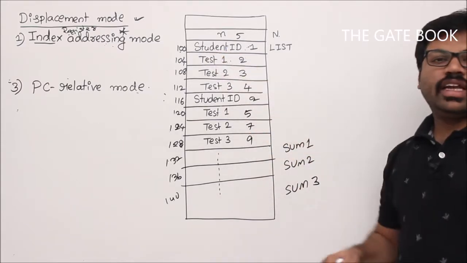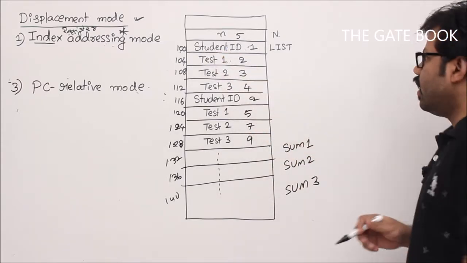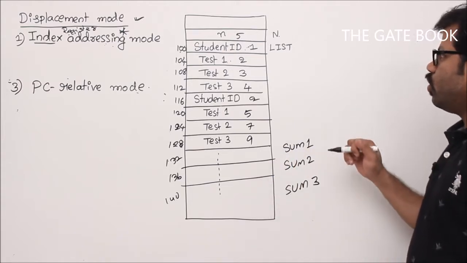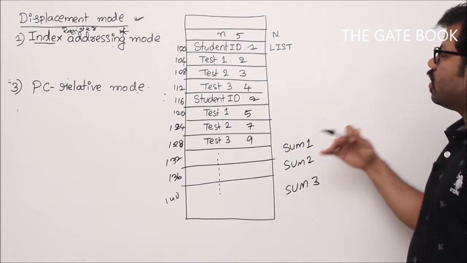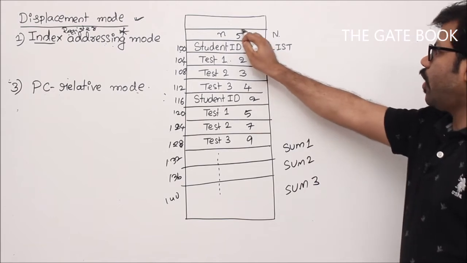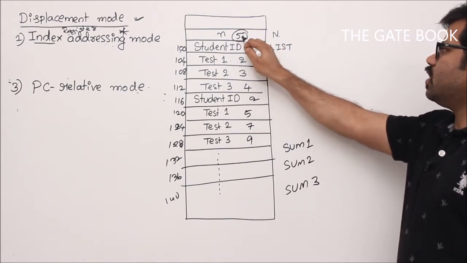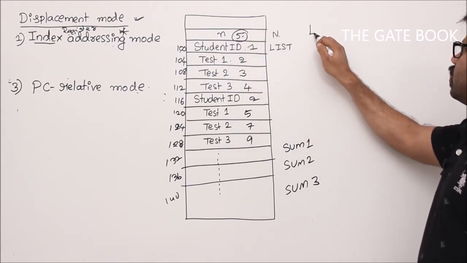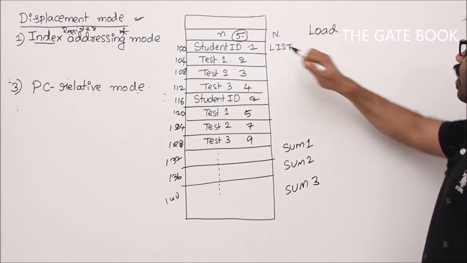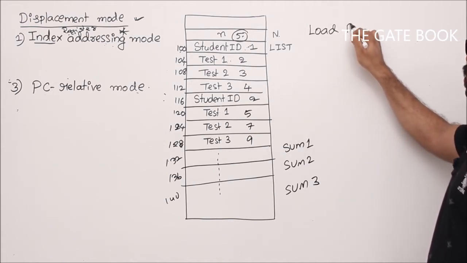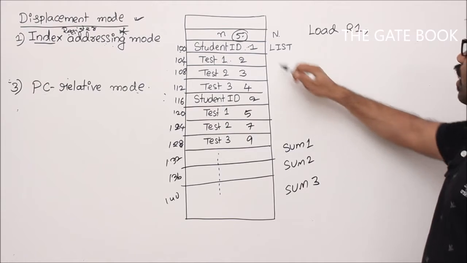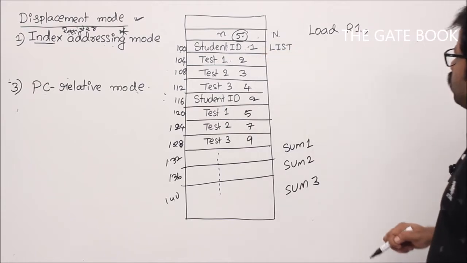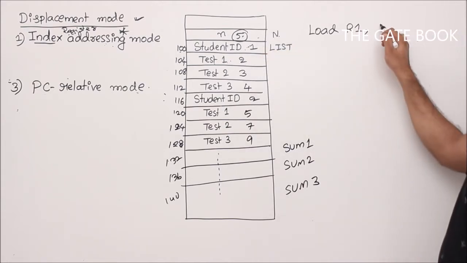I am going to use index addressing mode. Now, in index addressing mode, we'll see the details. First of all, the main idea. This is 5, right? That means we have to write a loop based on this value. So that's why let us first load that value into a register called R1. The first register is going to have the count, the number of students. So load R1, n.